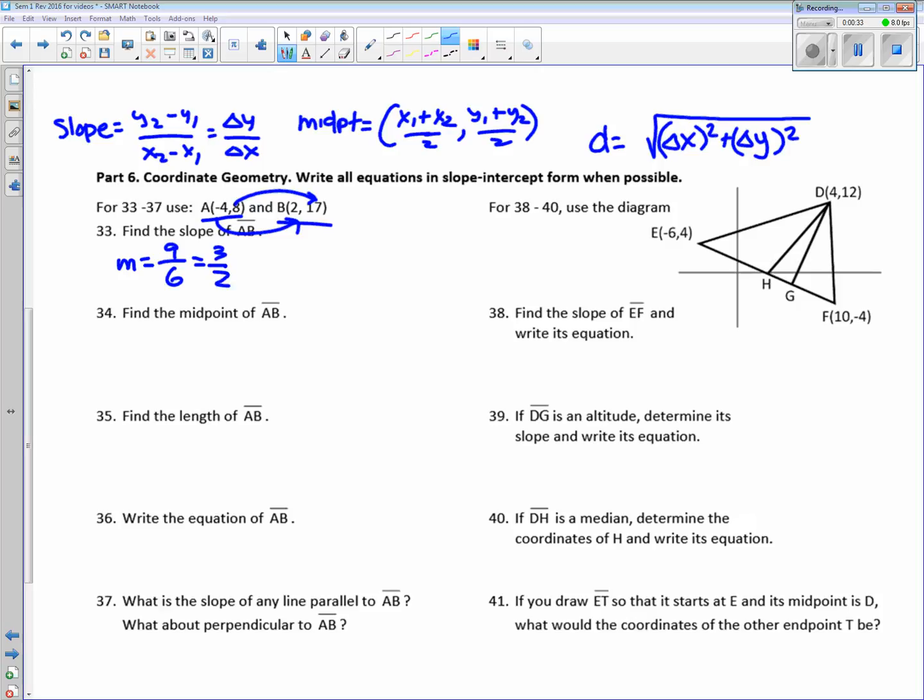Remember, if you don't know how to look at those and do the mental math to figure out how y went from -8 to 17, which means up 9, you just subtract: take the second y minus the first y, so 17 minus -8 would also get you that.